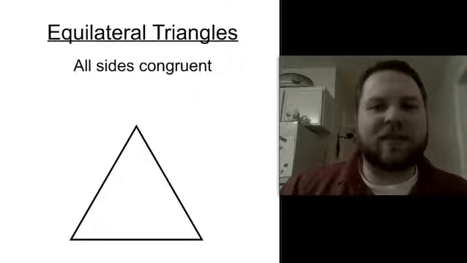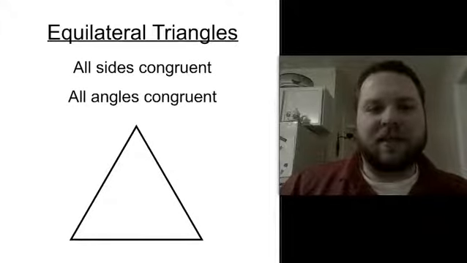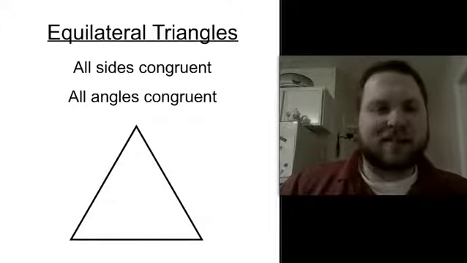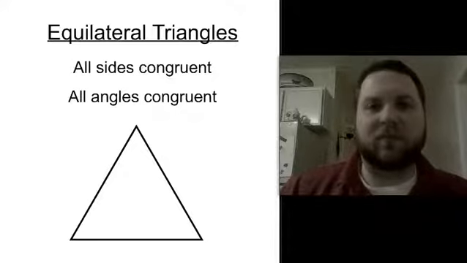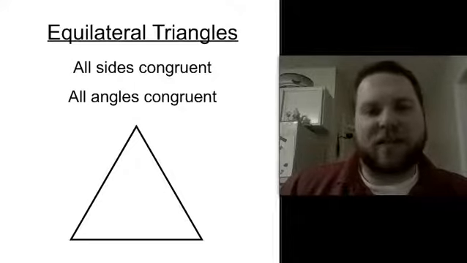And then finally, with an equilateral triangle, all the sides are congruent and all the angles are congruent. And since triangles have to have 180 degrees total of angle measure, dividing that by 3, each angle in an equilateral triangle will be 60 degrees.